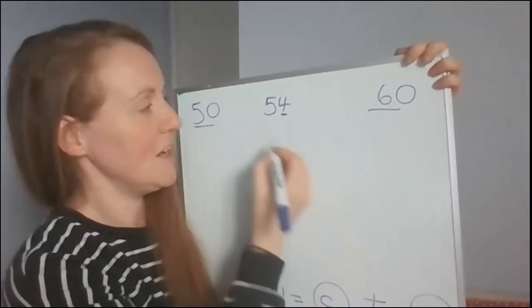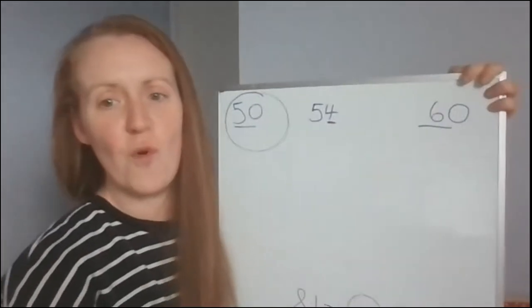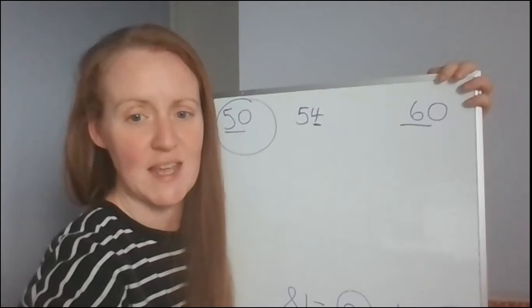So you should have written to the nearest 10, 50, because the ones digit is 4 or less. Well done if you got that right. And if you didn't, don't worry, we can come back and do some more work on that again.